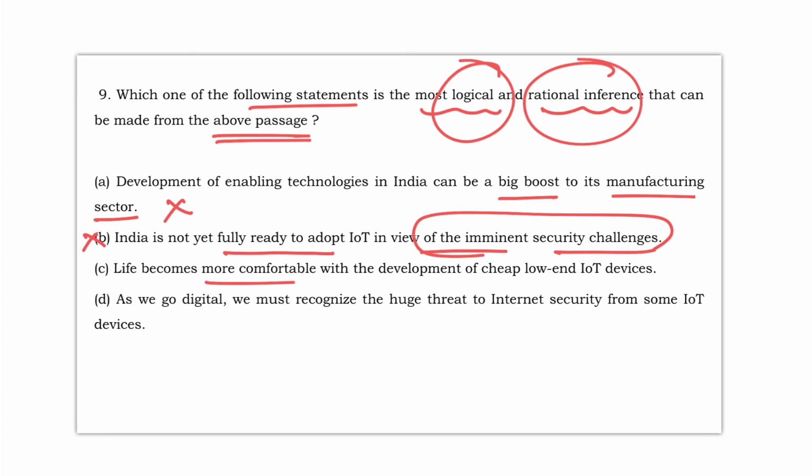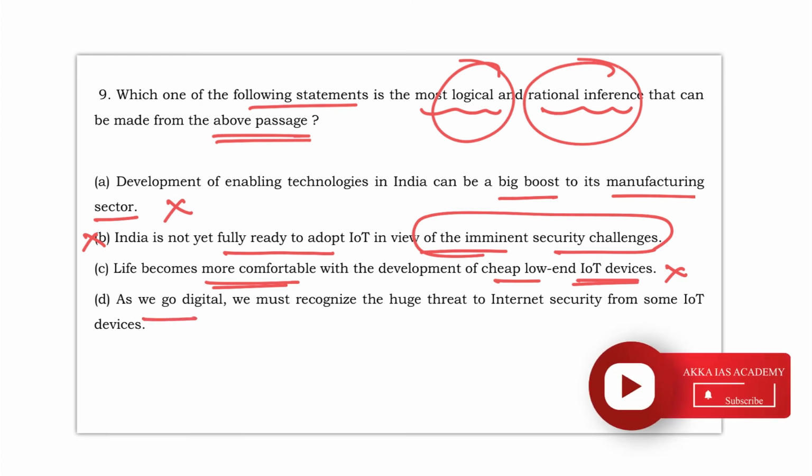Life becomes more comfortable with the development of cheap low-end IoT devices, okay. See here, there are security challenges and the cost might increase, the passage is saying. And in the last line of the paragraph, the IoT is expected to expand exponentially, but new security challenges are daunting here, okay. So if new security challenges are daunting, then saying life becomes more comfortable actually contradicts the statement here, friends, okay. So option C is also a wrong answer.